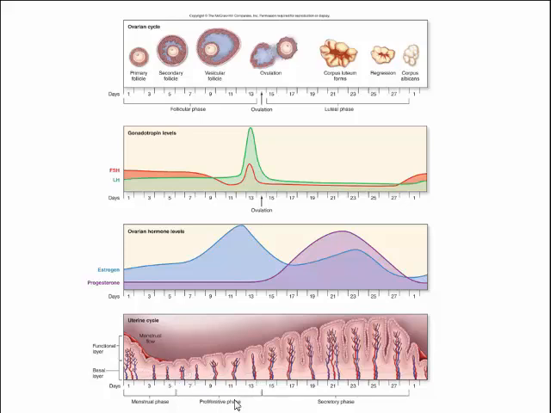And then in the proliferative phase, the basal layer is replacing the functional layer that was shed in the last cycle. After ovulation, the combination of progesterone and estrogen causes an increase in the functionality of these endometrial glands. And this is called the secretory phase because these glands are secreting a nutritive fluid which will help the conceptus implant.